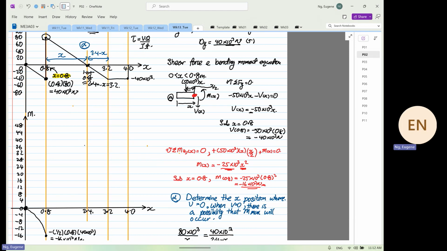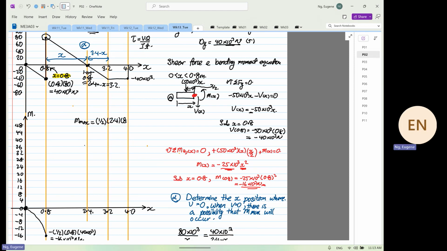Our bending moment will be at its what? Maximum. Okay. So we are going to find this value, our M max, down here. So M max is equal to half times base. So base is equal to what? Base is equal to 3.2 minus 0.8, 2.4.